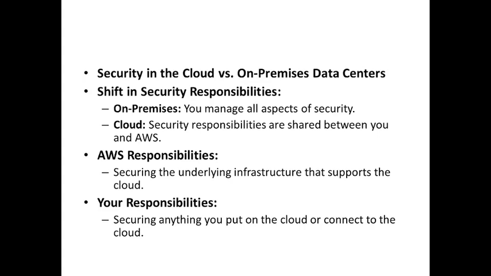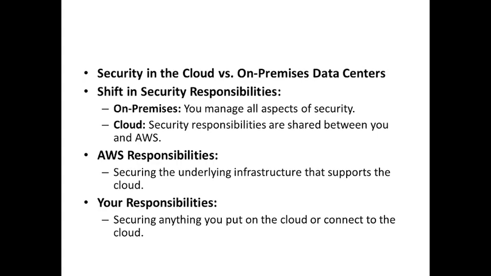So, security in the cloud versus on-premises security, data centers. On-premise means you will manage all aspects of the security. That means if you have usual infrastructure in your campus, then you will be handling that on your own. Whereas in cloud security, responsibilities are shared between you and AWS. Because it's cloud security, some security will be handled by AWS itself, some security will be handled by you. You have to assign. Maximum security will be handled by you only.